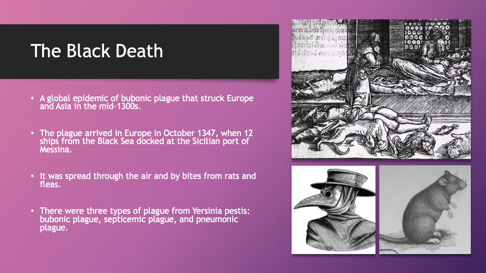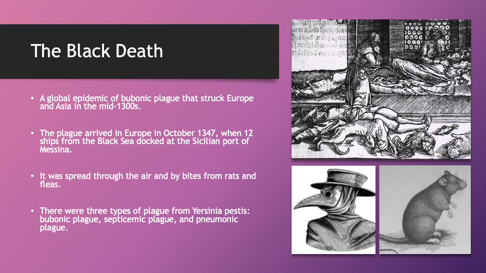Now, the Black Death is spread through bites from rats and fleas. It's also spread through the air by coughs and sneezes of infected people, and people generally are infected mostly by flea bites. Rats did occasionally bite people, but a lot of it did come from fleas. The plague comes from a bacteria called Yersinia pestis, which is carried by rats regularly. There are 3 types of plague that can come from Yersinia pestis: the bubonic plague, which is the most common, septicemic plague, and pneumonic plague.